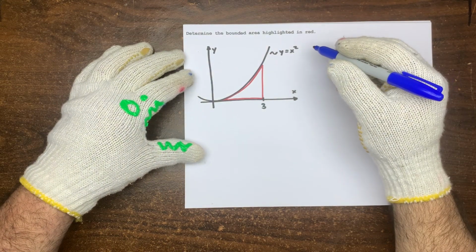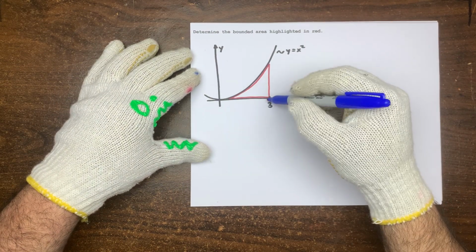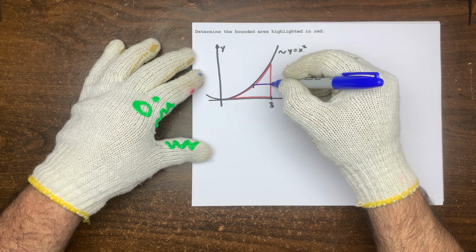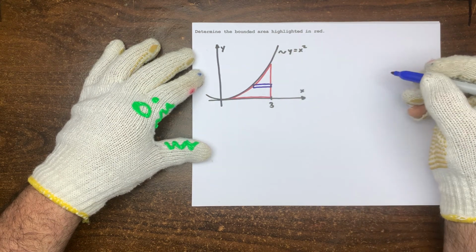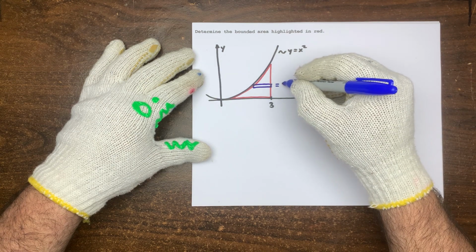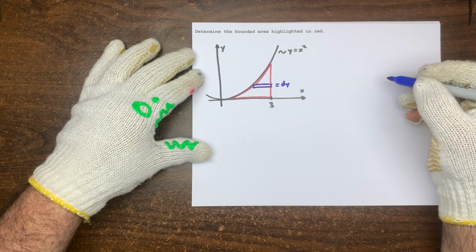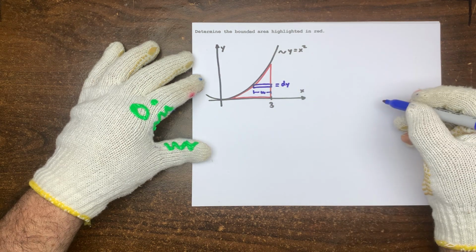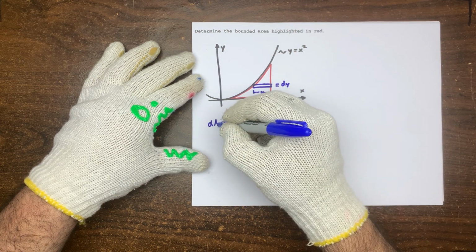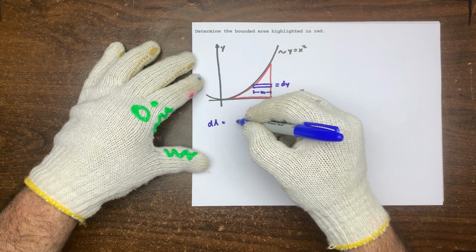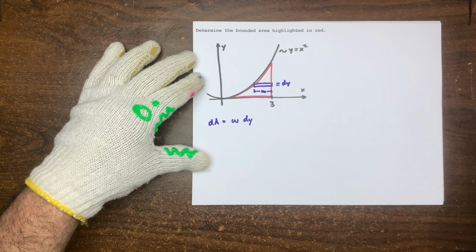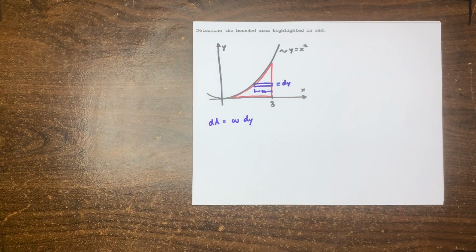Determine the bounded area highlighted in red. Okay, so this area here. Okay, let's use rows this time, not columns. So this time I'm going to use a row with a height of dy, infinitesimally small height, and a width of w. Okay? So dA, my little area of this little row here, is going to be equal to w times dy. Cool. Let's integrate both sides of the equation.